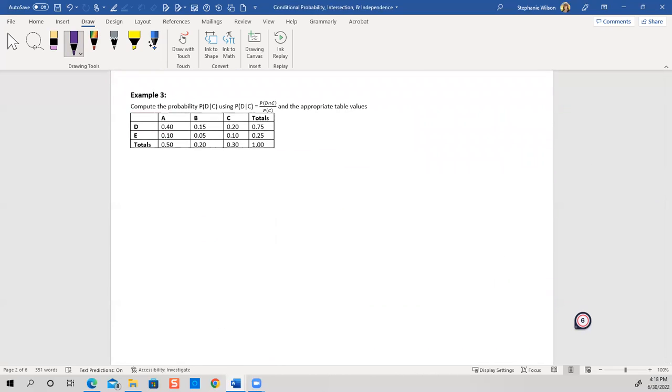Let's do example 3. It says compute the probability of D, given that we have this group C where D came from. And we're going to use this formula here.